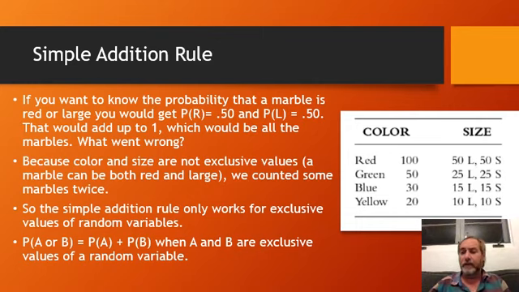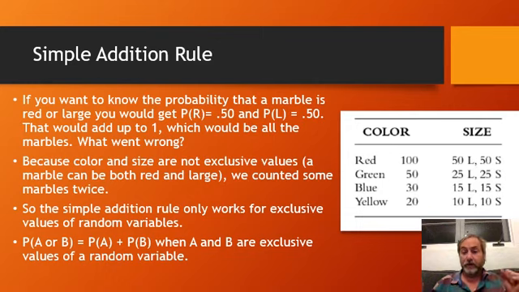So what went wrong in that calculation? Well, the problem there is that color and size are not exclusive values, right? A marble can be both red and large. So what we did there by just adding up those probabilities is we counted some of the marbles twice. So the simple version of the addition rule that we saw in the previous slide only works for exclusive values of random variables.